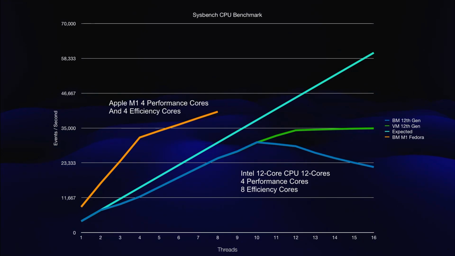So once you get past the performance cores, past 4 cores there, you'll notice it bends down. That's when it starts using the efficiency cores to add on the extra performance. And of course, that stops at 8 because that's the maximum number of cores that you can consume on an M1. That's it, 8 threads. There isn't any hyper-threading on this particular ARM version.